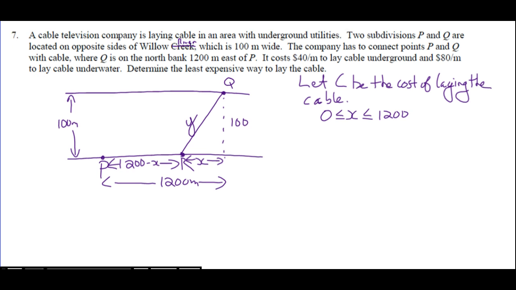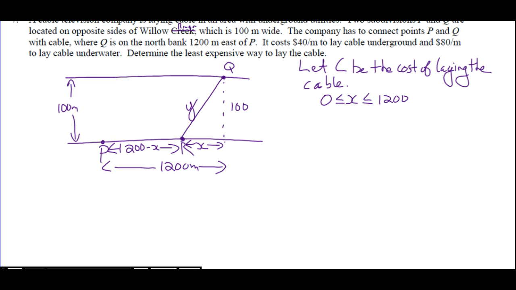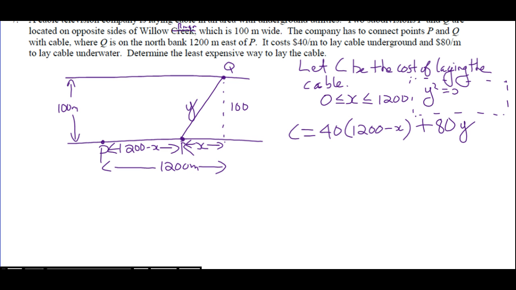Okay, so it costs $40 to lay the cable from P to R. So the cost, at $40 per meter, is 40 times 1200 minus x. That'll be the cost of laying along the ground, plus 80 times y, which is the cost of laying underwater. But we know that y squared is equal to x squared plus 100 squared. And so y is equal to the square root of x squared plus 10,000.